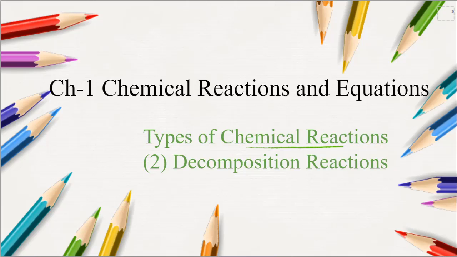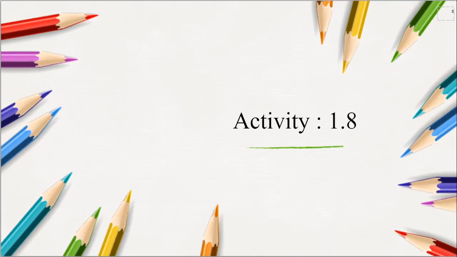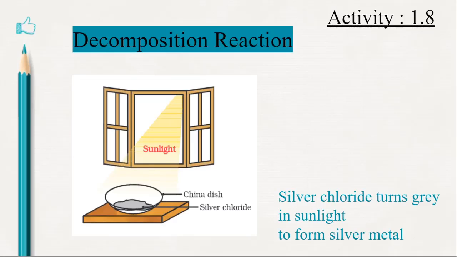So let us start with activity 1.8. Here you can see the figure and the name of this activity, which is silver chloride turns gray in sunlight to form silver metal. Let us observe this figure. For this activity, we need the china dish and the silver chloride. Now let us understand the process of this activity.